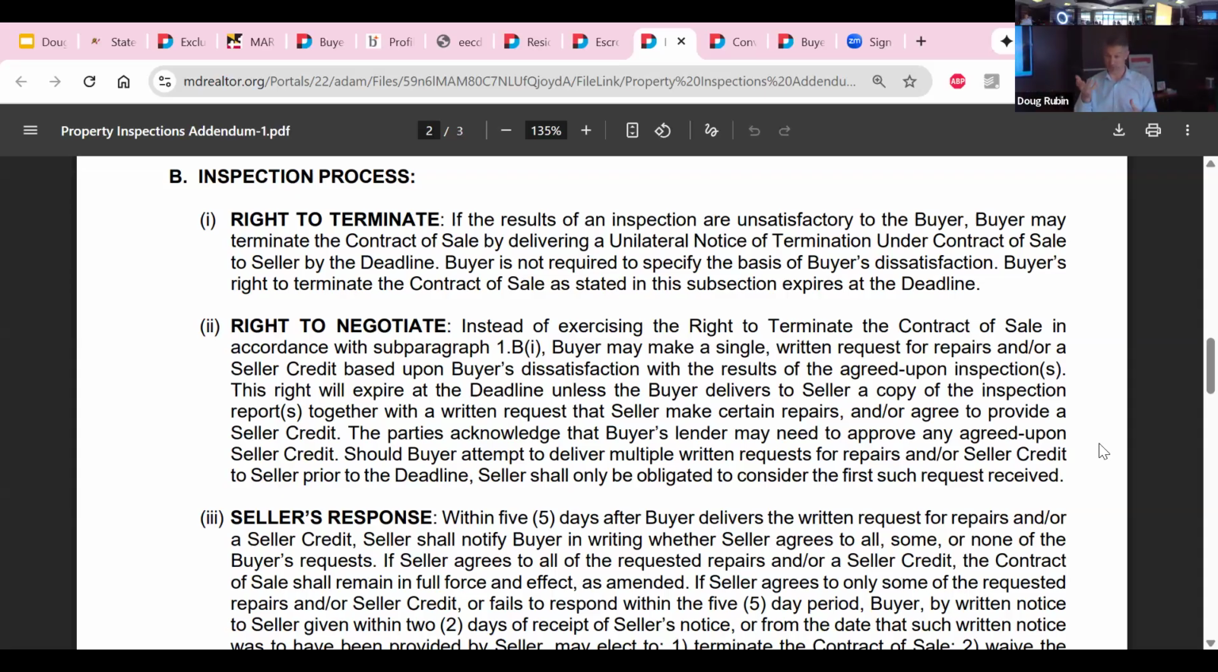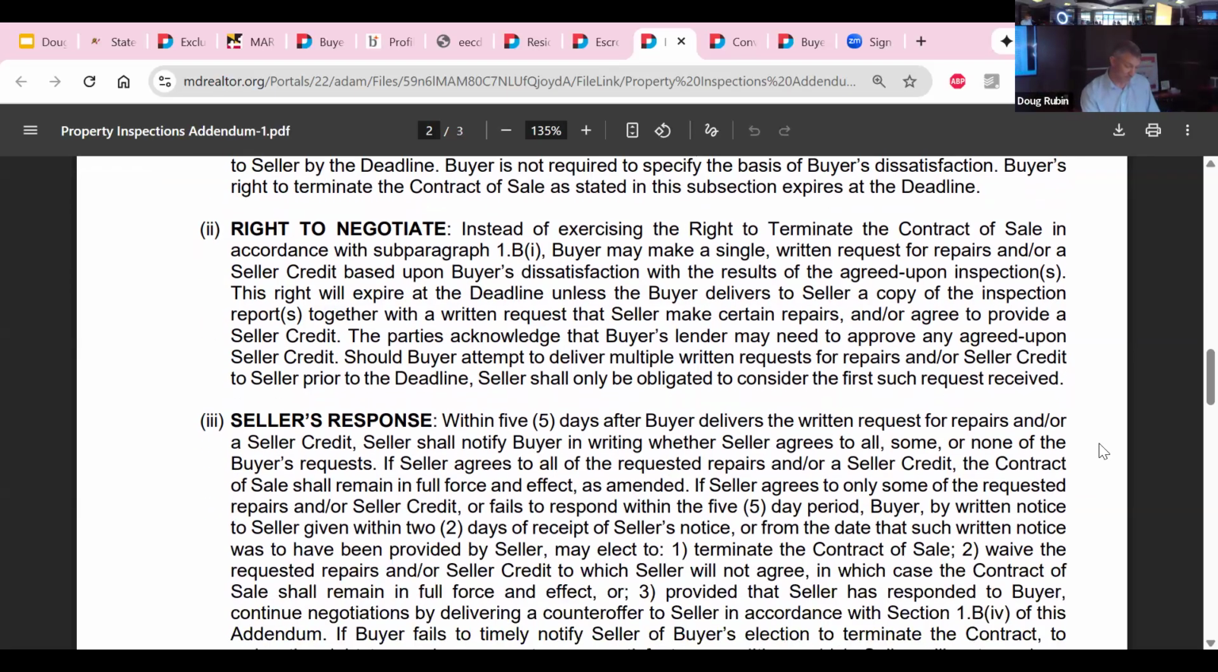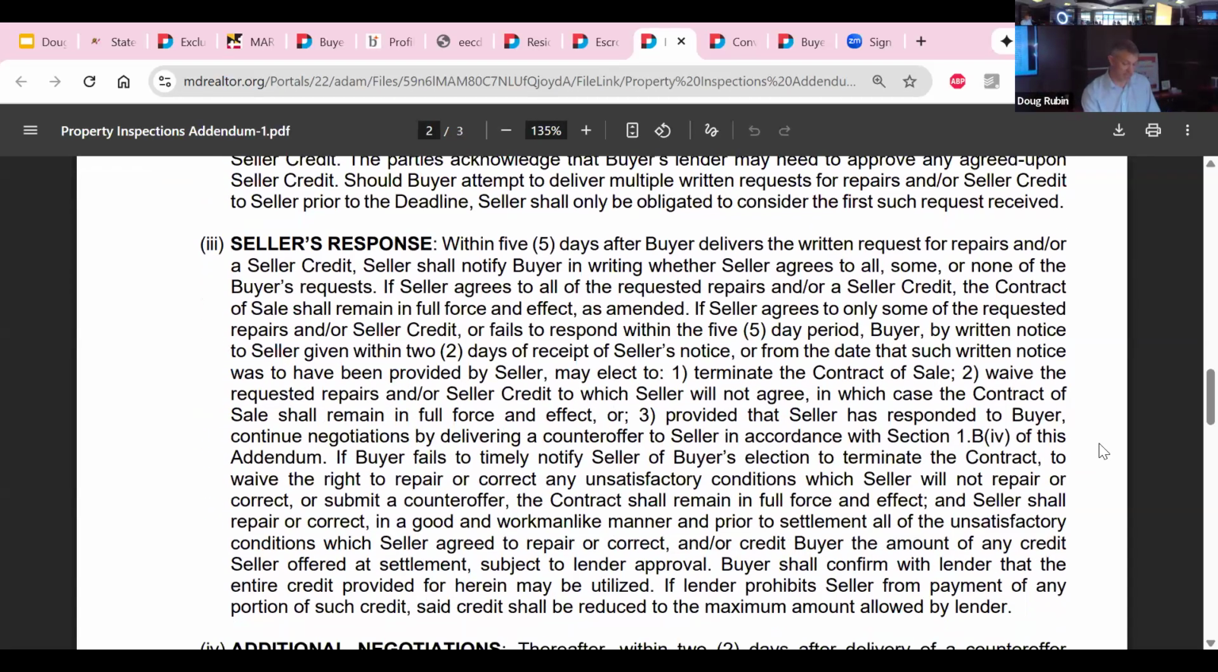And if you do need to terminate this contract because they failed to do it, the seller will be like, I did roof. I wasn't sure what you wanted, so I did a different roof. Be really specific. And really pay attention to these timeframes.